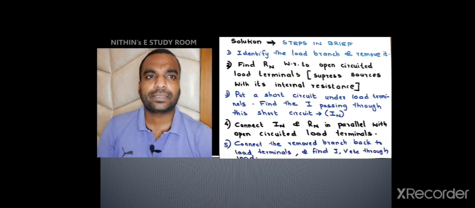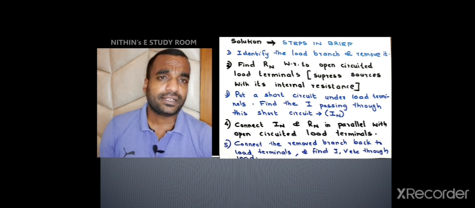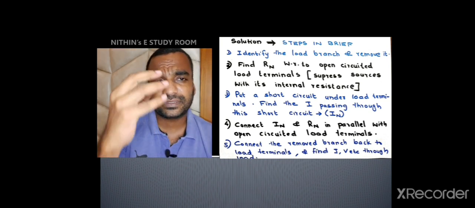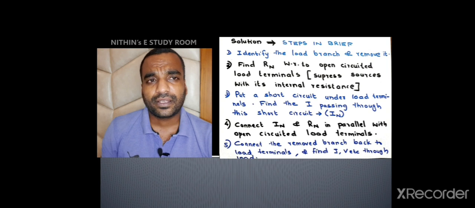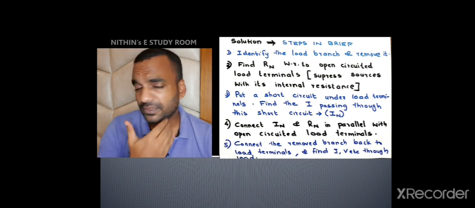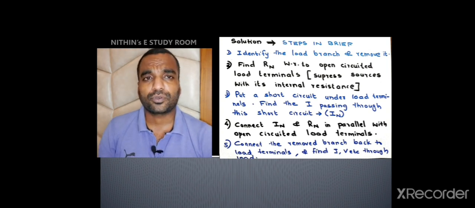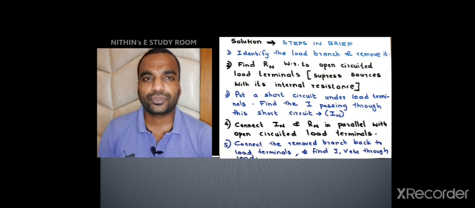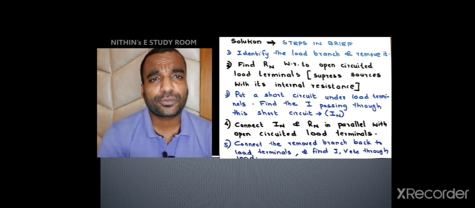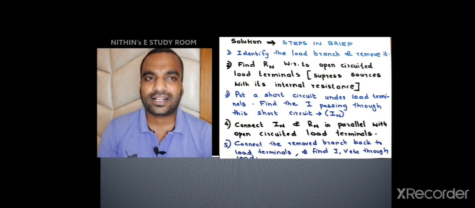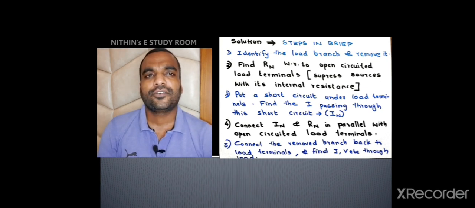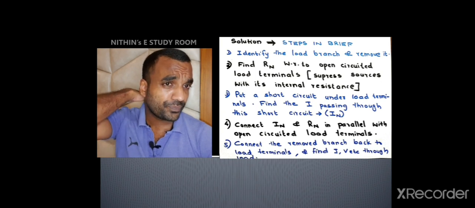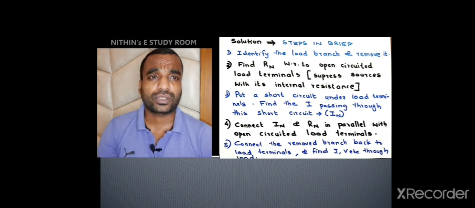So, the solution steps in brief. I am discussing all the steps in brief before going into the problem. First, you have to identify the load branch and remove it. In this problem, there is no need for identification at all, because the load branch, RL, is directly given in the question. So, no problem. Second, find Rn with respect to the open-circuited load terminals.